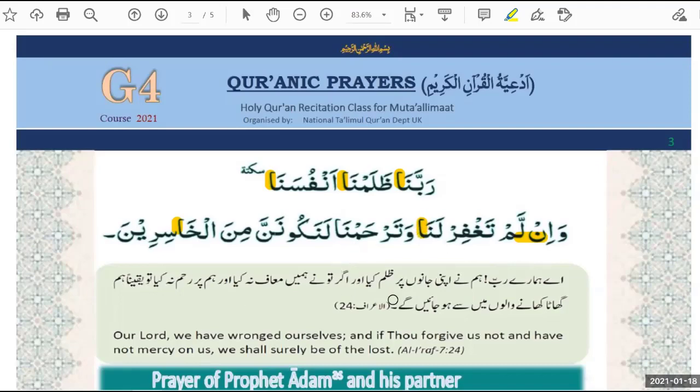Jazakallah. Now we can continue with the translation. Our Lord, we have wronged ourselves, and if thou forgive us not, and have not mercy on us, we shall surely be of the lost. Jazakallah. And this is, as I said, from the Holy Qur'an, Surah Al-Araf, verse 24.